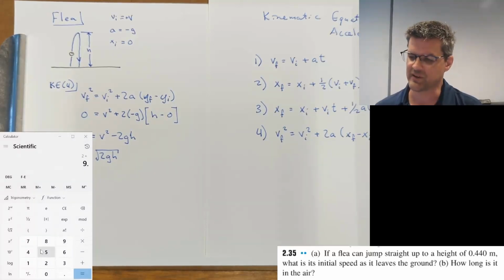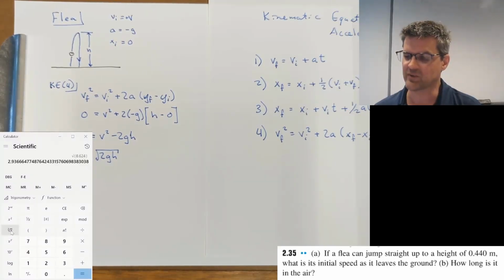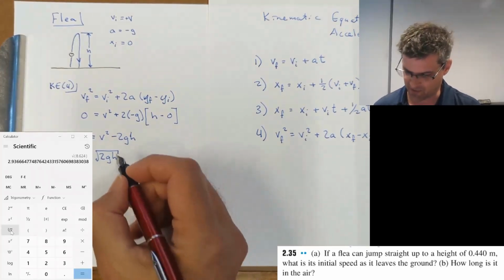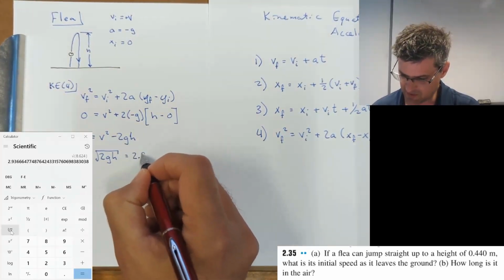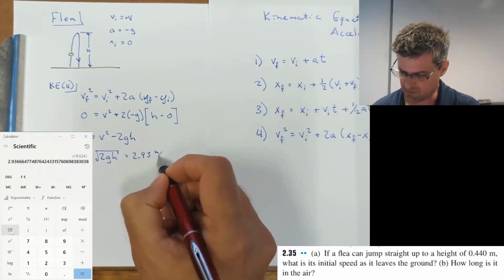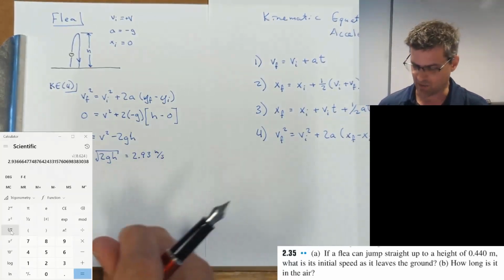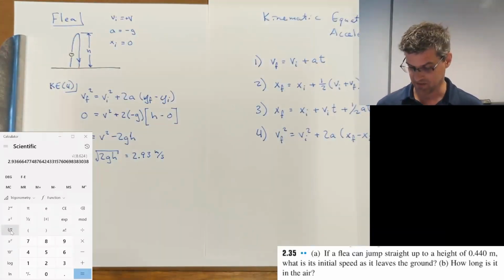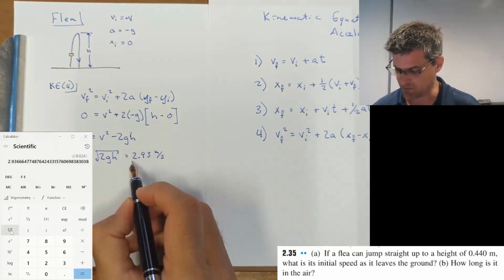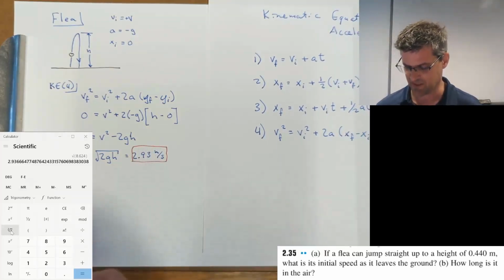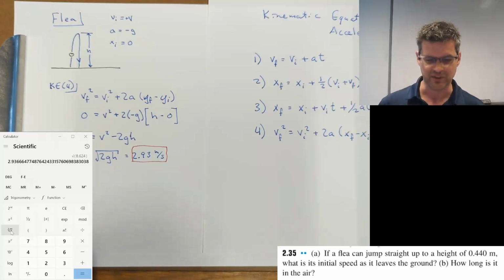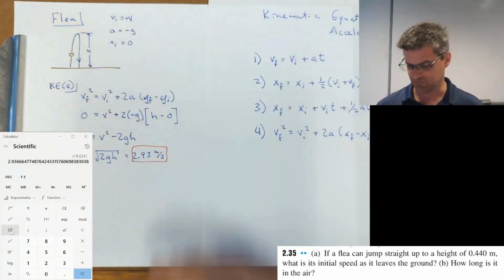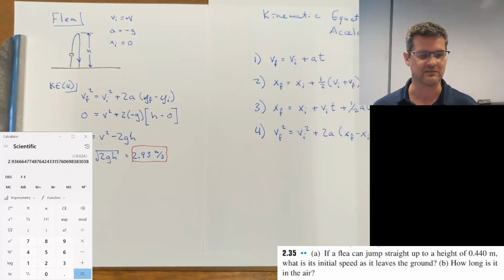2 times 9.8 times 0.44. Take this, take the square root. 2.93 meters per second. That was the initial velocity of the flea as it left the ground. Does it make sense? Well, this is going to be about 6 miles an hour, give or take. And that seems like a reasonable initial velocity for a flea. At least it seems like a reasonable value to me.